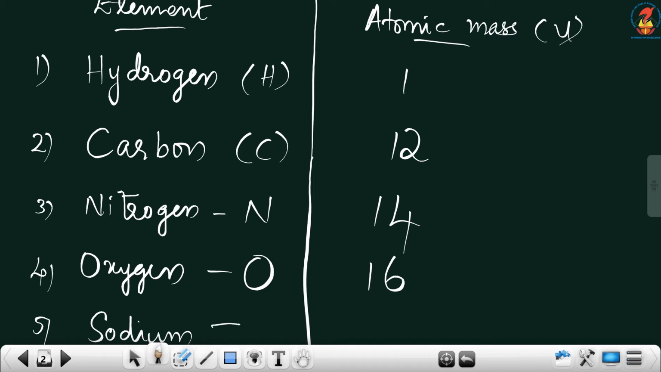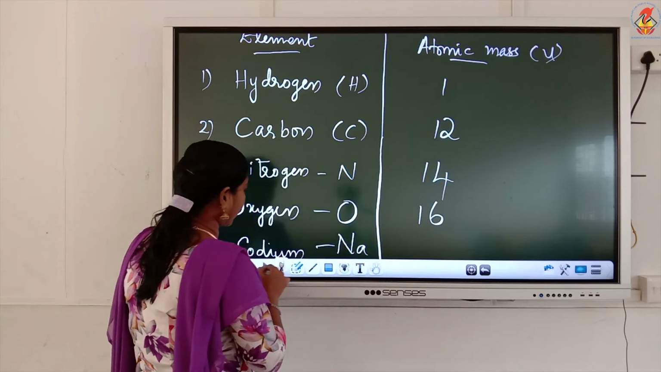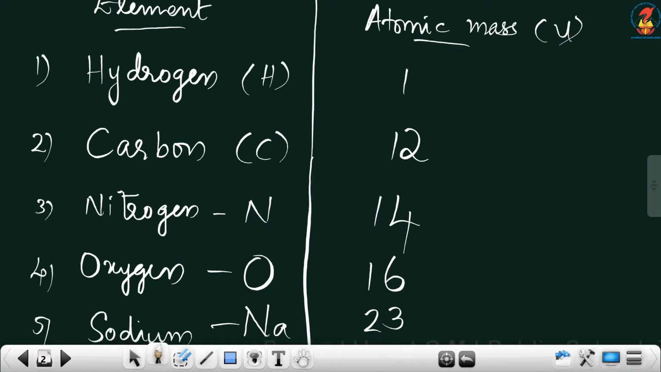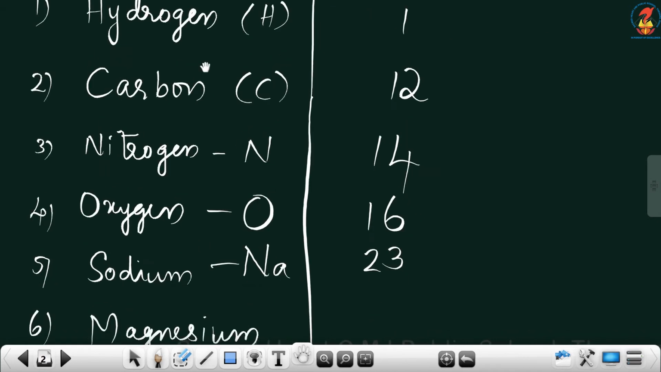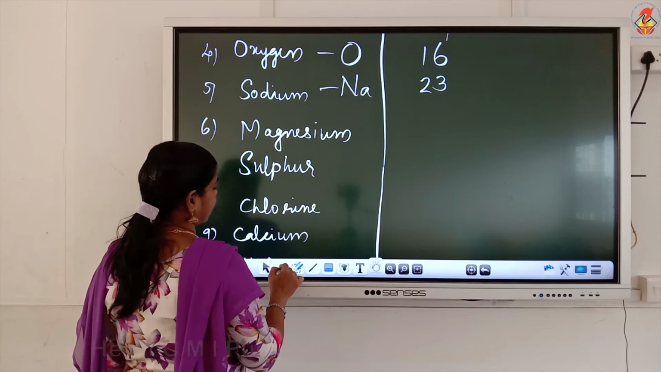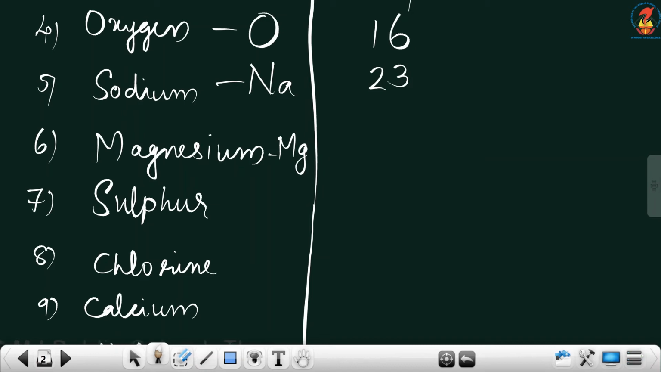Then sodium, what is the symbol of sodium? Yes, you said it correctly. It is Na. And for sodium, the atomic mass is written as 23. Now we can see the atomic mass of magnesium. What is the symbol for magnesium? Yes, it is Mg. So atomic mass for magnesium is 24 U. Symbol sulfur S. So atomic mass of sulfur is 32 U.